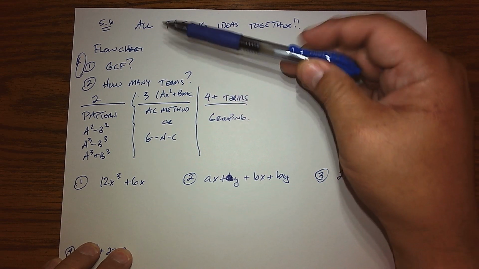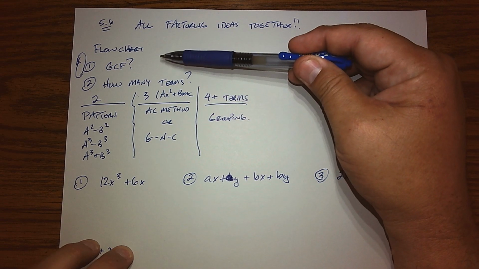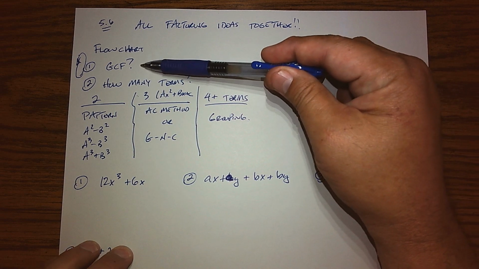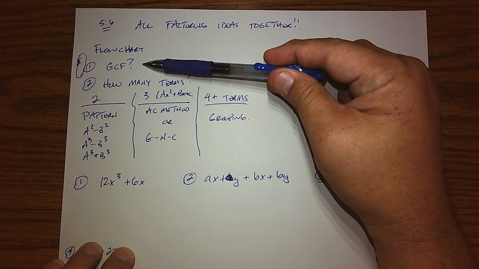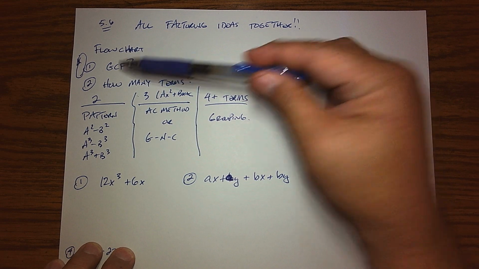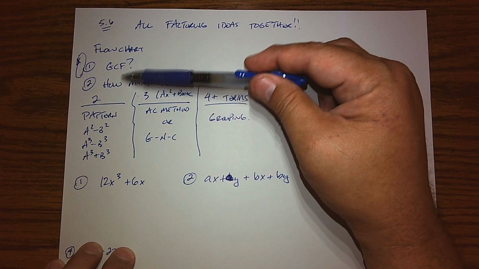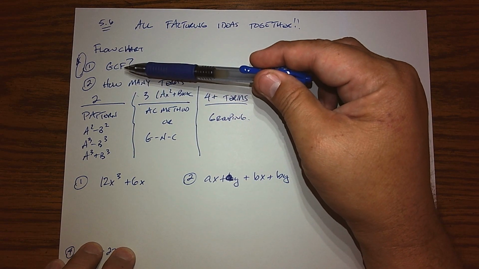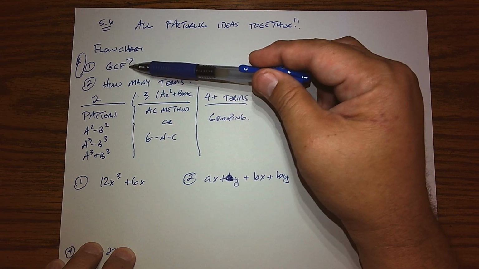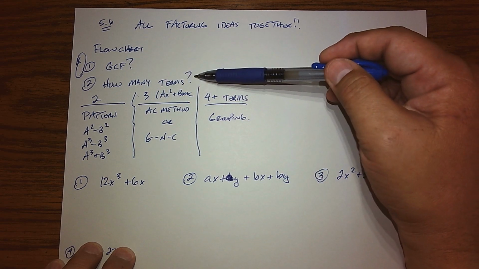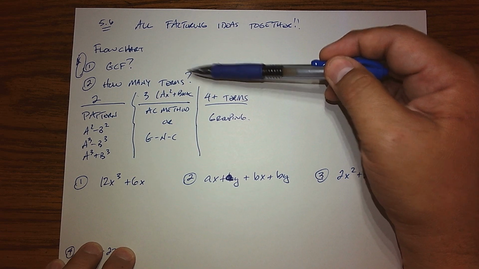So you begin by literally asking yourself two questions. And the first question you should always ask yourself is, do we have a GCF? If you do, factor it out and then keep going forward. If you don't, you just keep moving forward. So everything begins with the GCF. Once you've established the GCF, you now ask how many terms. And then there's three answers to this.